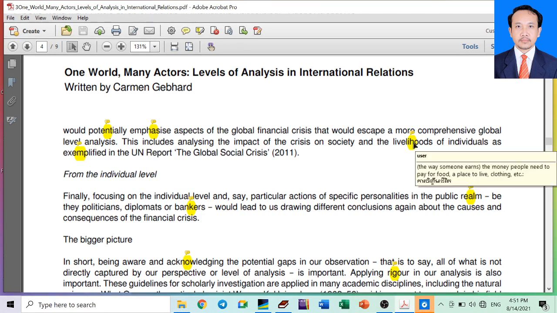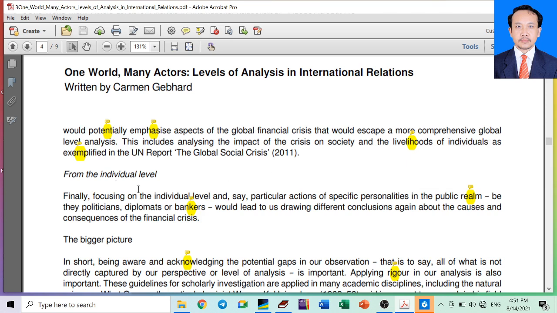Livelihood means the ways that someone earns the money people need to pay for food, a place to live, clothing, etc. of individuals, as exemplified in the UN report, the global social crisis 2011. Exemplify means to be or give a typical example of something.